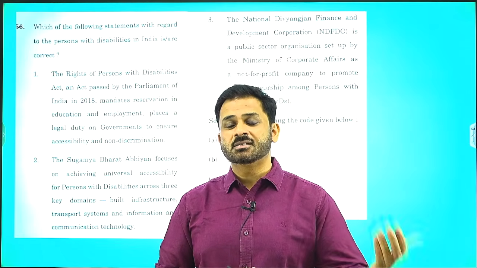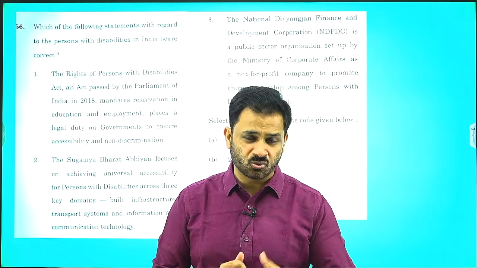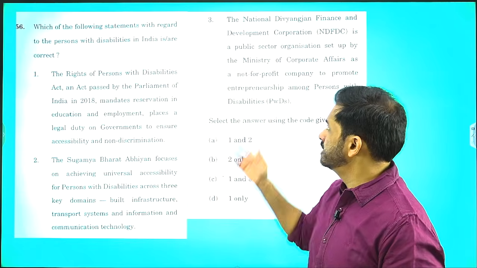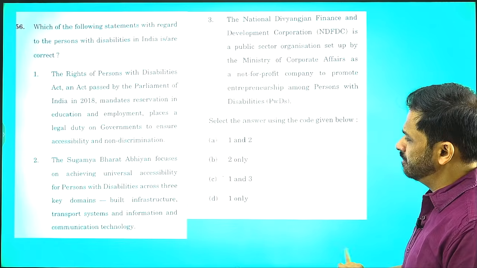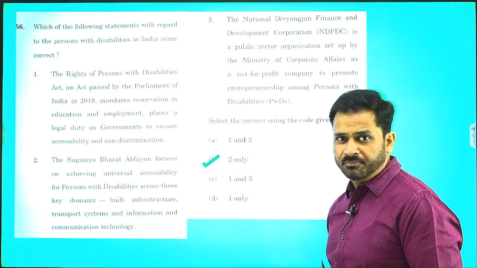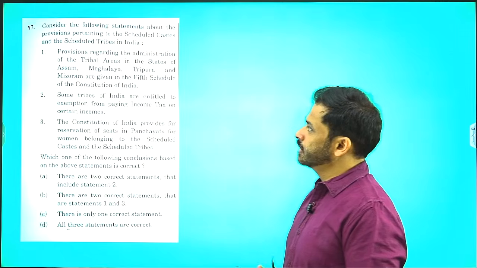When that vulnerable section is being addressed by some other ministry, no spending will be done by it. So it will obviously come under the Ministry of Social Justice and Empowerment. The answer will be B, 2 only.